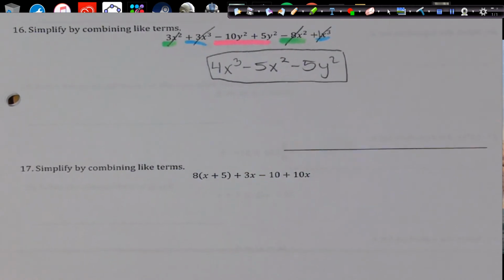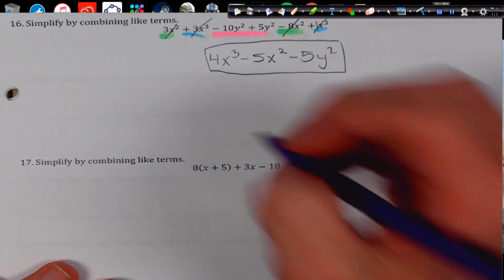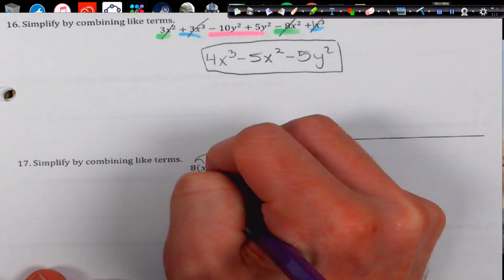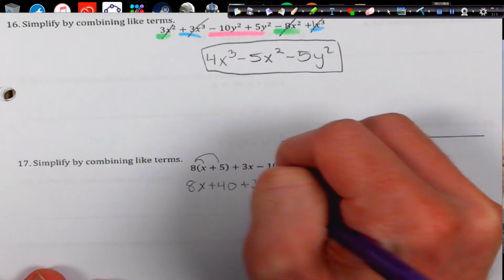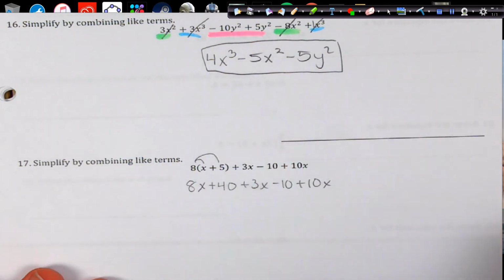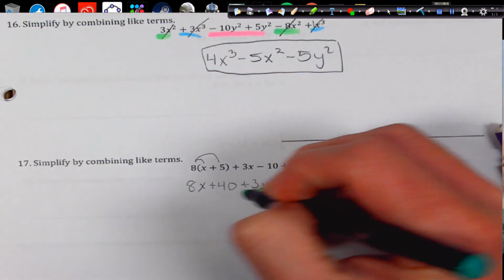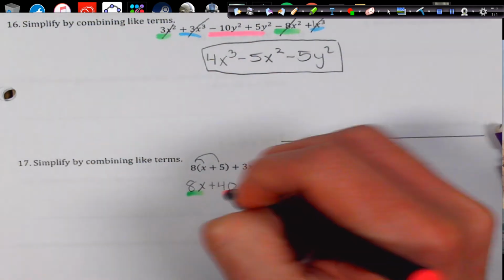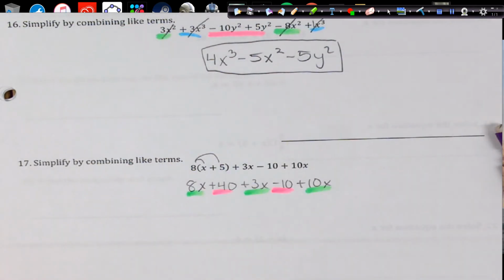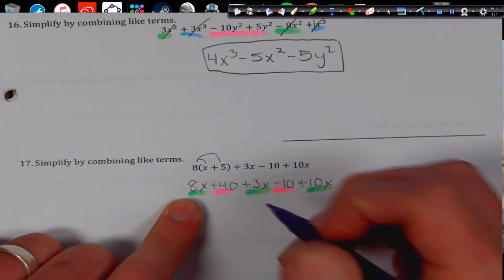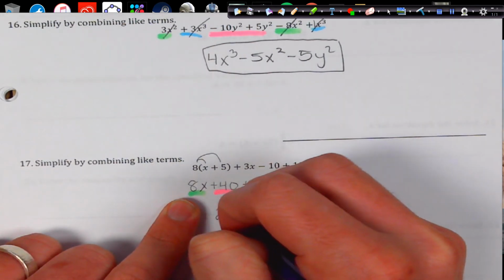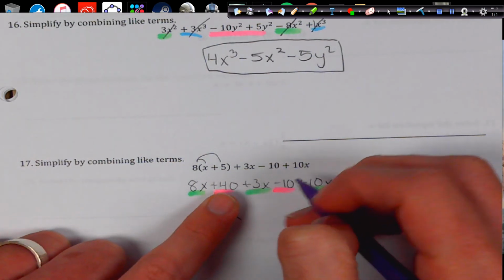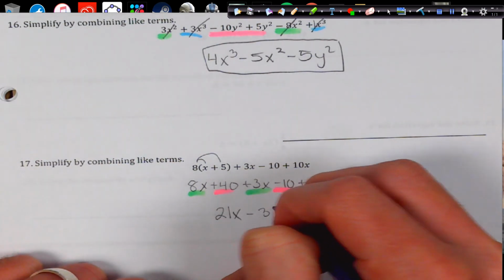All right, simplifying by combining like terms. Okay, before I start, I need to distribute. So that's going to be 8x plus 40 plus 3x minus 10 plus 10x. And we're going to combine these x values together, and we're going to combine these constants together. So that's 8, 3, and 10. That's going to give us, I believe, 21x. And then we're going to get 40 minus 10 is going to be 30.